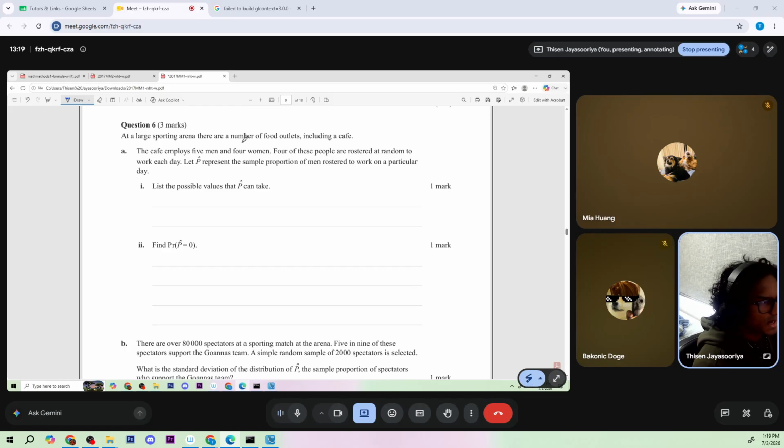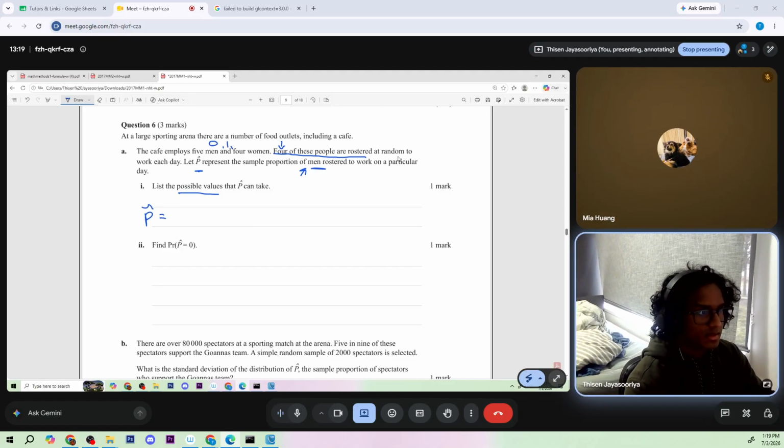Here, right, it says at the sporting outlet, there's employees, 5 men, 4 women. 4 of the people are rostered, right? So this is the number of people that I'm picking. And P hat represents the proportion of people who are men. This is actually a new unit for you. You won't have seen this, but this will be the majority of the sampling questions. So here, I'm picking 4 people, and P hat represents the sample proportion that are men. So the possible values of P hat, well, we can either pick out 0 men, 1 man, 2 men, 3 men, or 4 men.